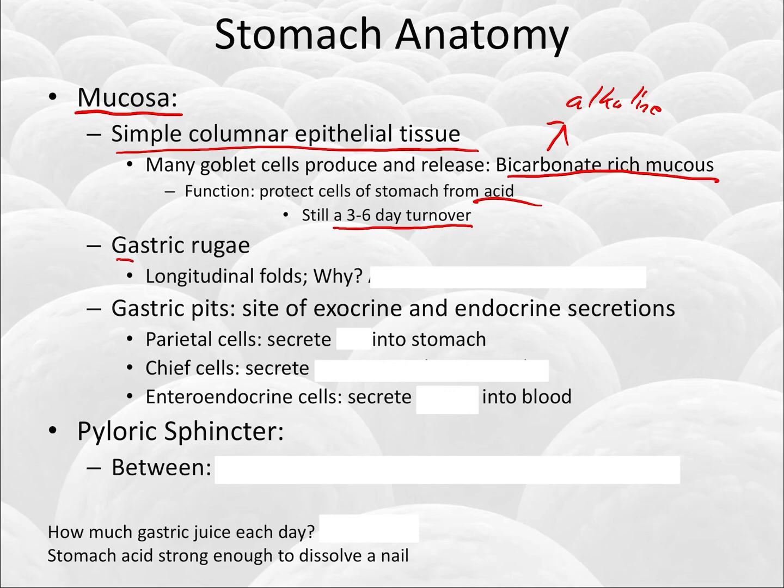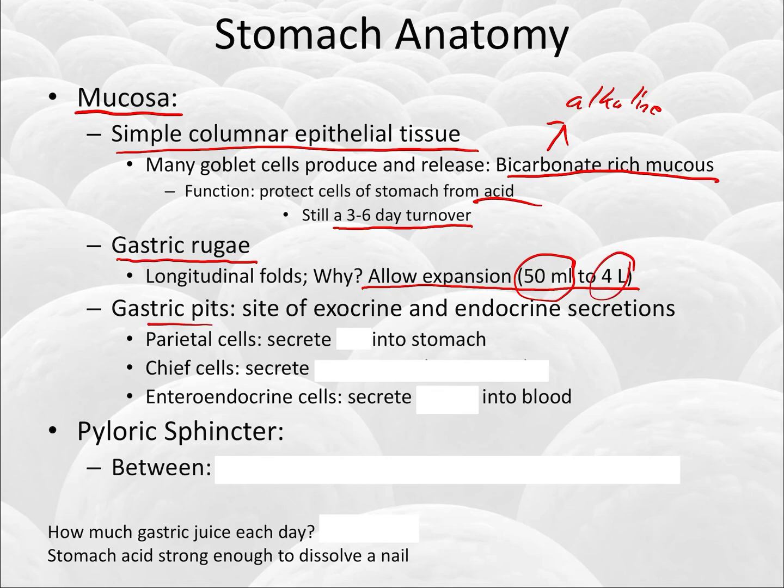Another feature of the stomach are the gastric rugae. These are longitudinal folds in the stomach. So it's all folded up when it's smashed down and when it's empty, but those are what allow it to expand. It can go from 50 milliliters, which is pretty tiny, up to 4 liters, right? Like the size of two 2-liter soda bottles.